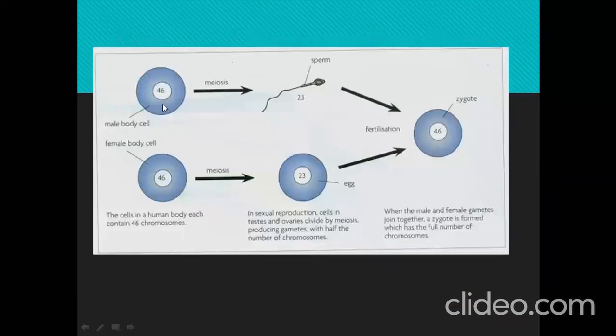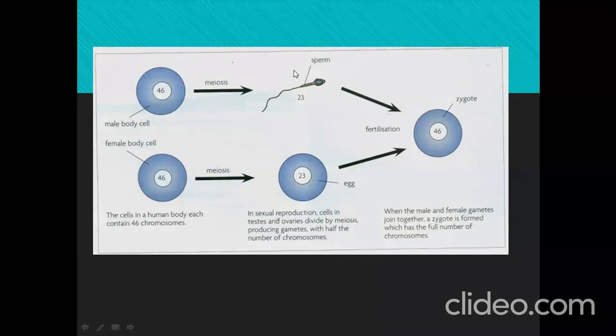Now you can see here in this example, a male body cell, right? It is in the male testes. Specialized cells are there. In that cell, meiosis will take place, and that 46-chromosome-containing cell will convert into a 23-chromosome-containing cell. So that cell is what? Sperm. The same will happen in the female ovary, in which a specialized cell having 46 chromosomes will convert into 23 chromosomes by the process of meiosis.